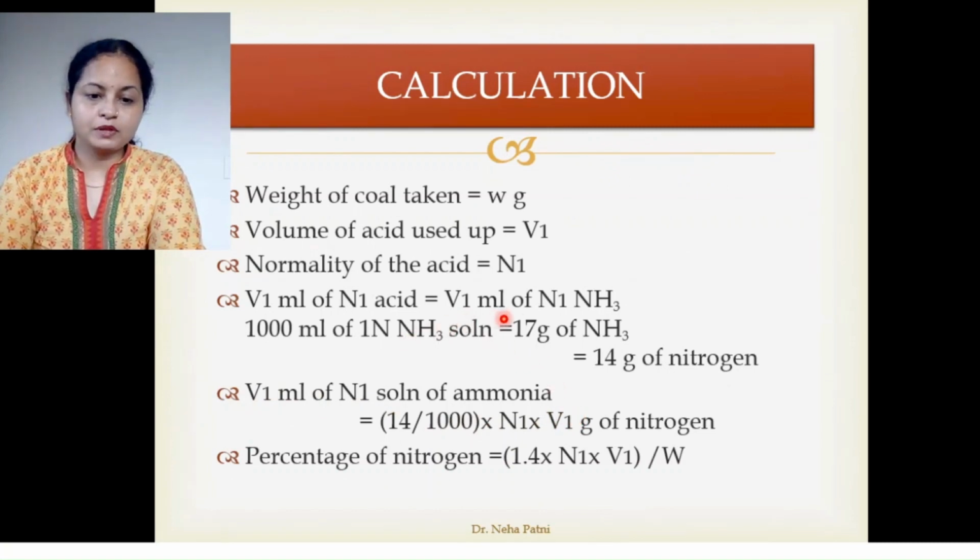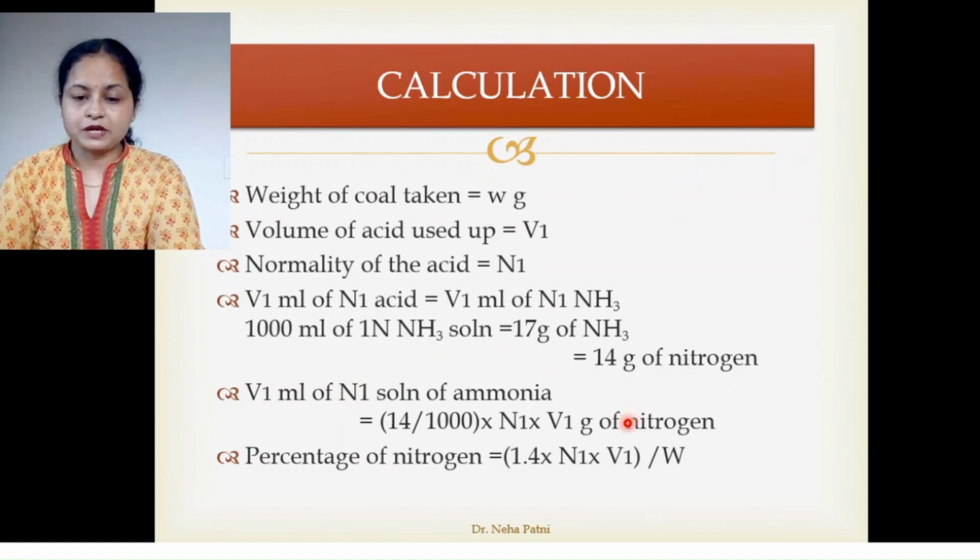Now 1 normal, you have 14 parts of nitrogen. So in N1 normal, how many parts of nitrogen are present? It's that simple. If it is 1 normal, you will say 14. If it is 2, you'll multiply it with 2. If it is 3, you'll multiply it with 3. So this N1 factor is extra because you need to convert it into the normality. So 14 by 1000 into N1 into V1 gives you the amount of nitrogen present in that much NH3.